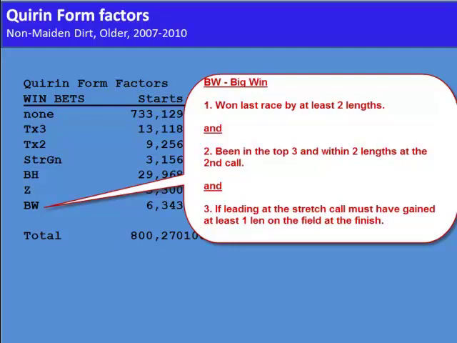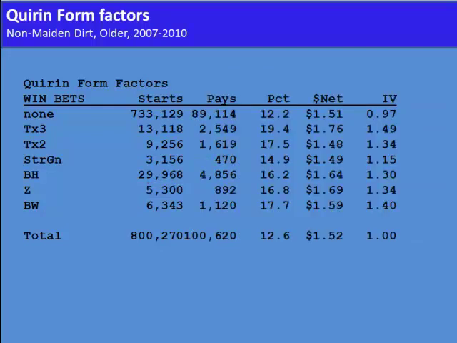This slide shows the result of 4 full years of data, 100,000 races, and 800,000 entries, the majority of which have none of these factors, the top line. As you look at the win percentages and the dollar returns, the only one that really stands out is TX3. Remember, that's the taxing drive at the last 3 calls of the last race.